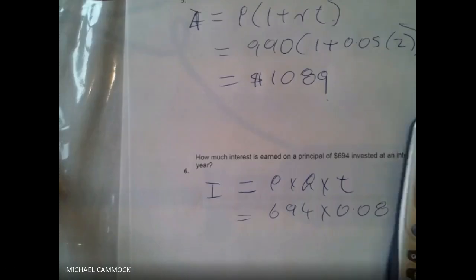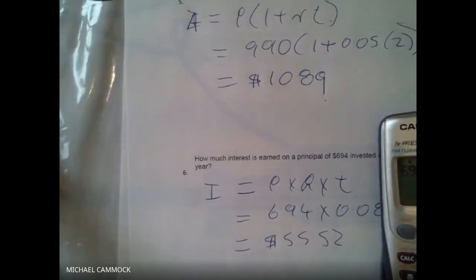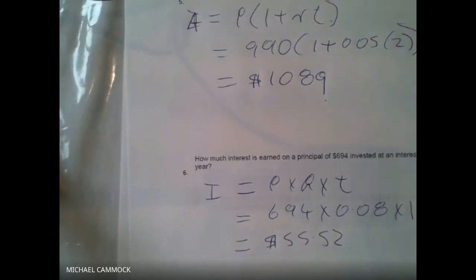So here's my answer, 55.52. And that's what I'm going to enter to 2 decimal places into the window. I've got to remember this selection actually.